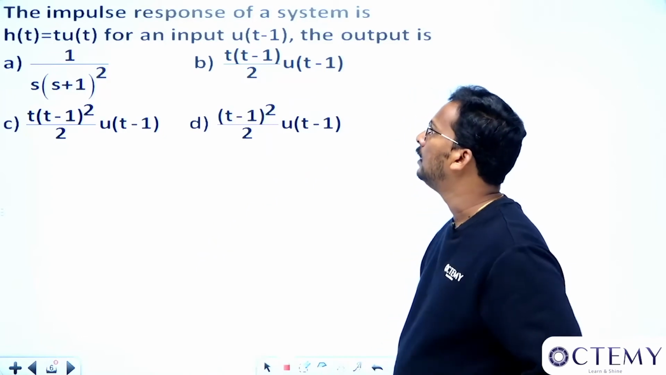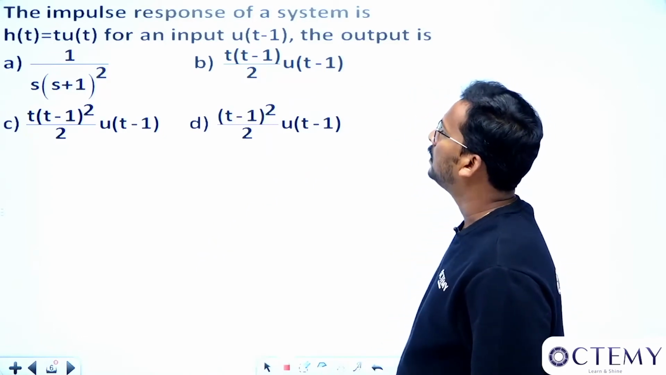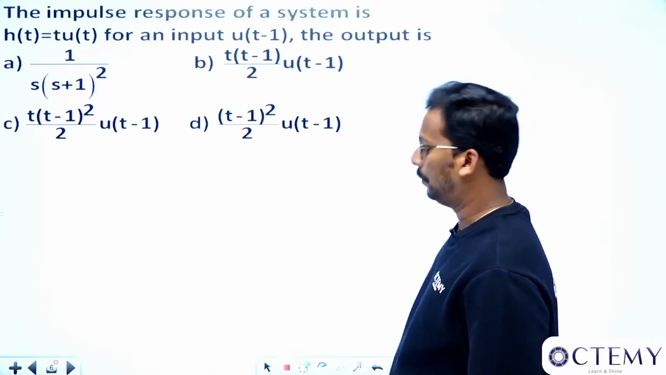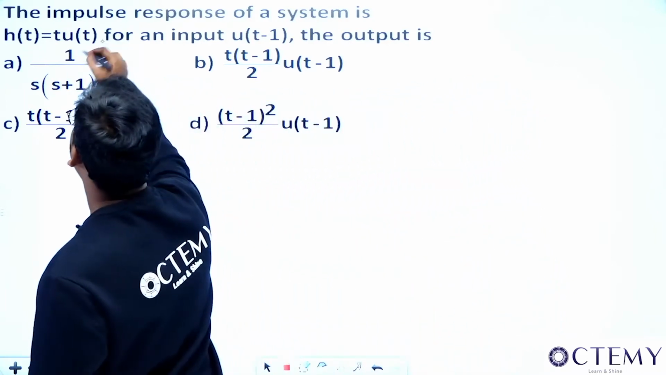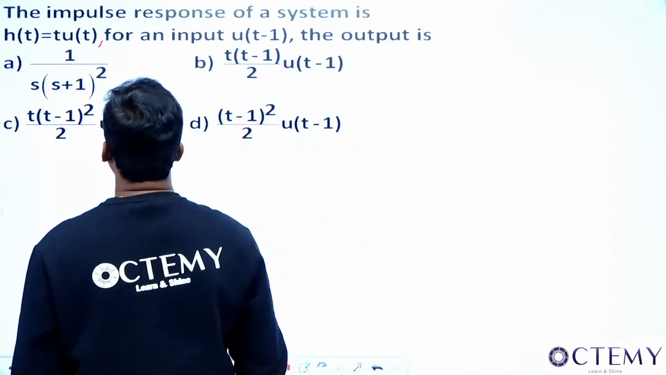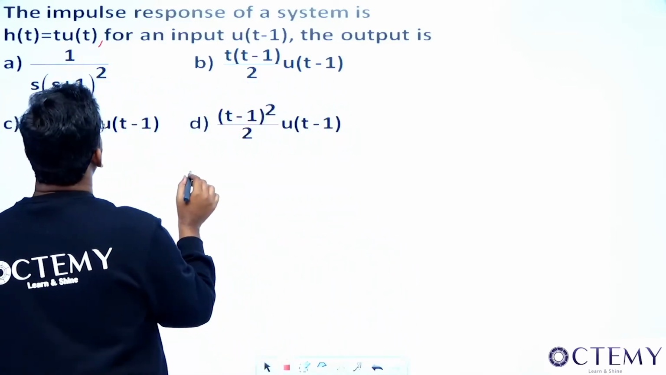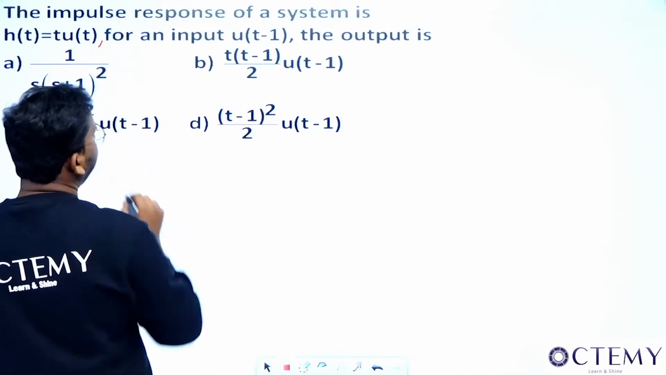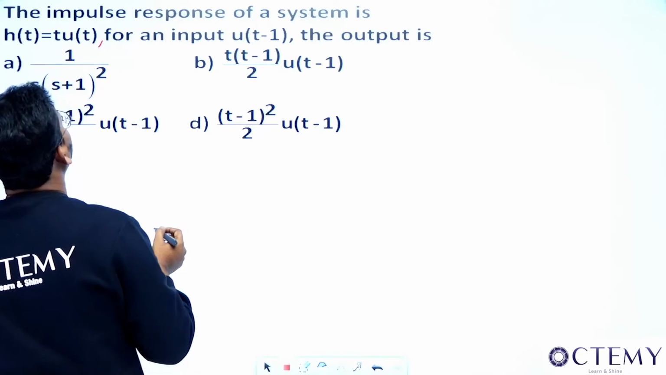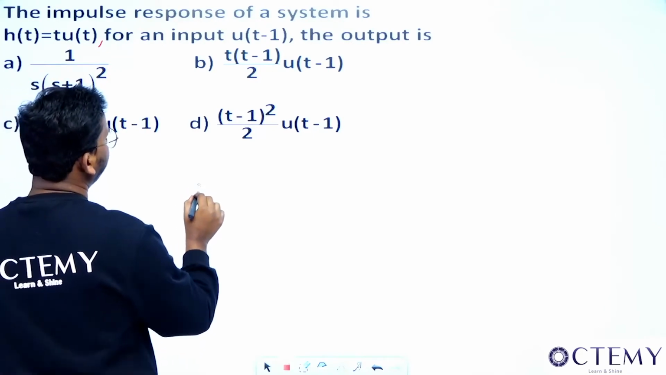He's telling that the impulse response of a system is h(t) is equal to t u(t), comma, there should be a comma here. For an input u(t minus 1), the output is, right? Let us find it, sir. So you have to just delay, sir, right? Now see, sir, the impulse response is given. So transfer function will be what?